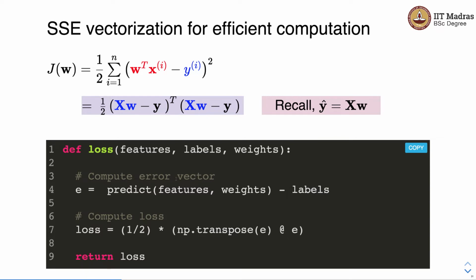So we initially compute the error vector, which is the predicted value minus the actual value, and then we perform this particular matrix operation. Okay, so we first transpose the error vector that we obtain here, and we perform a matrix multiplication with the error vector, and then we multiply it by half in order to compute the loss, and this function returns the loss value. Got it?